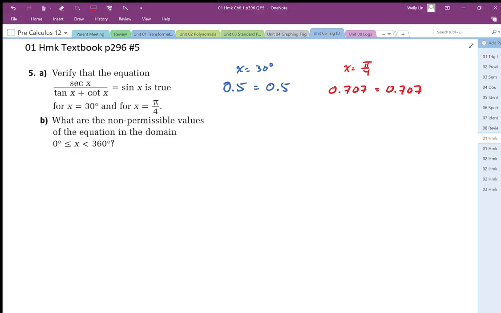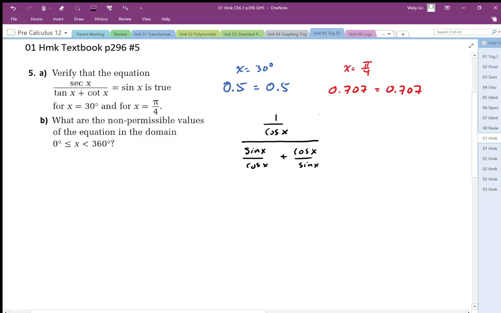Now this indicates that this is true for those two values, which gives us the thought that this is likely an identity, but we don't know for sure. We can only tell if it's an identity once we prove it. We can actually prove this fairly easily. We can rewrite this as 1 over cosine x, over sine x over cos x plus cos x over sine x.